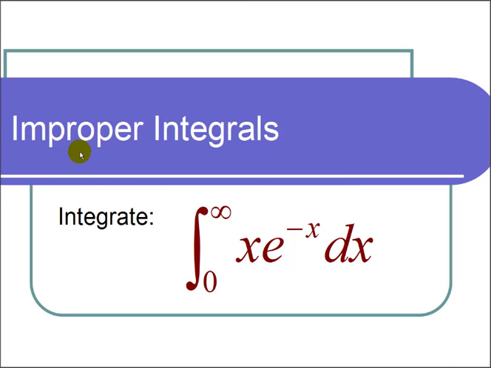This is a video on improper integrals. The question is to find the integral from 0 to infinity of x e to the negative x dx. And I first use the definition of improper integrals when I have an infinity up on top.